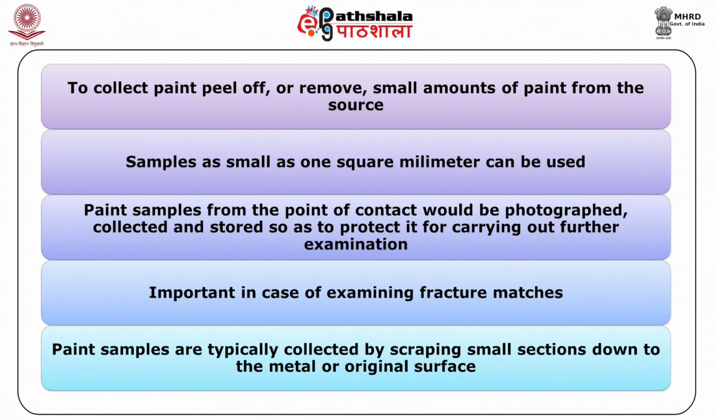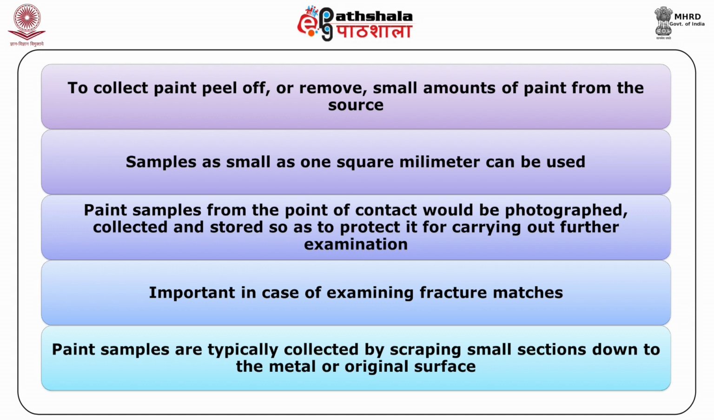Collection. To collect paint, peel off or remove small amounts of paint from the source, being careful to collect all layers. Samples as small as 1 square millimeter can be used for testing. For a car crash scene, paint samples from the point of contact would be photographed, collected, and stored in such a way as to protect them for carrying out further examination. This is particularly important in cases of examining fracture matches.